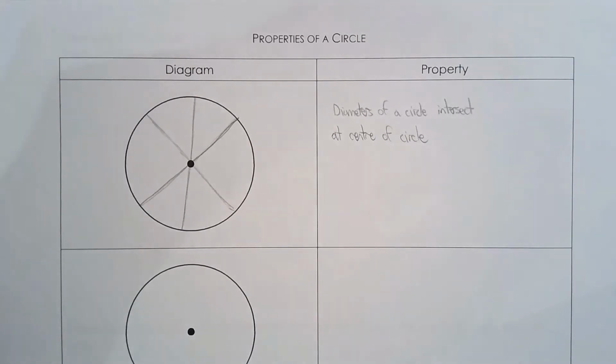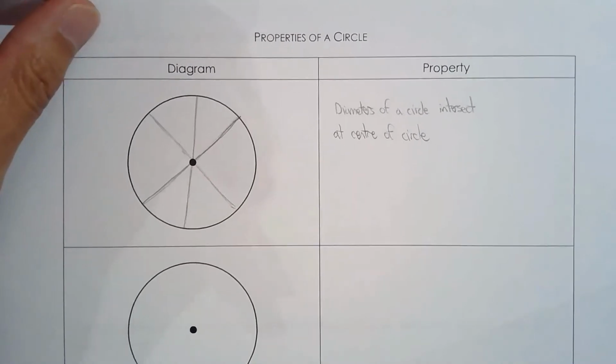So yeah, to be honest with you, it's pretty straightforward. Not much to say about this. You could have really established this when you first learned about a circle. Diameters of a circle intersect at the center of the circle. Right, so let's do another one.